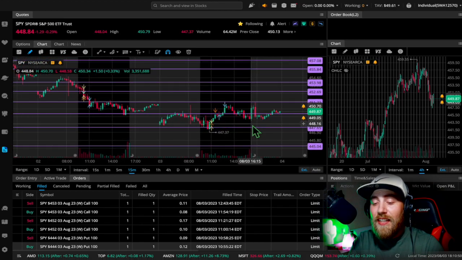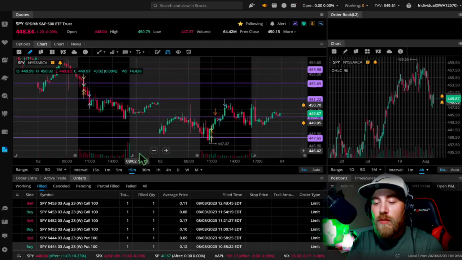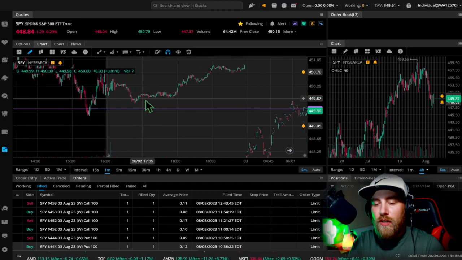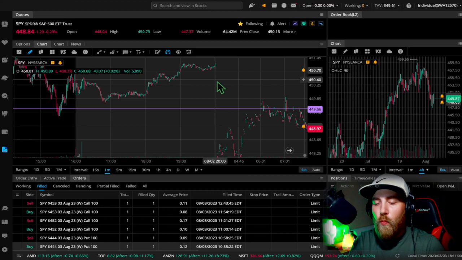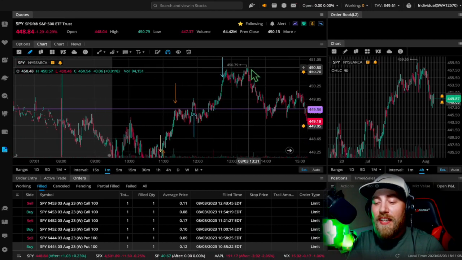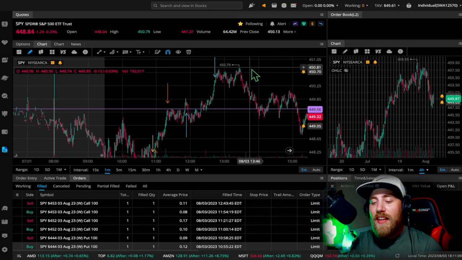Now, this actually played the gap to the very cent. The low on this candle was 450.79. Well, on the 1 minute, zooming in here on that 1 minute chart, a low of 450.79 right here, and the high of day was 450.79. So that gap filled perfectly. And then after that, hit resistance.